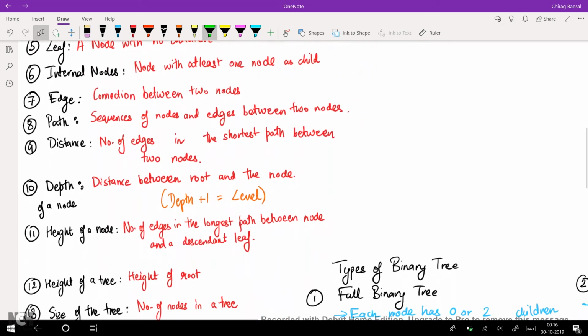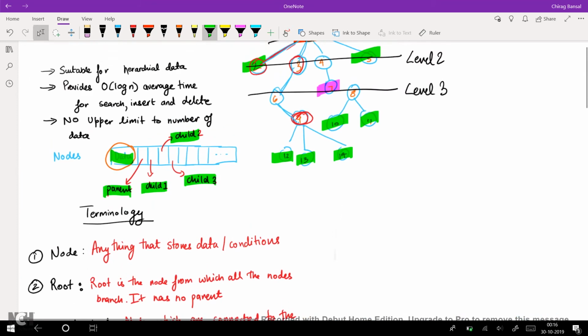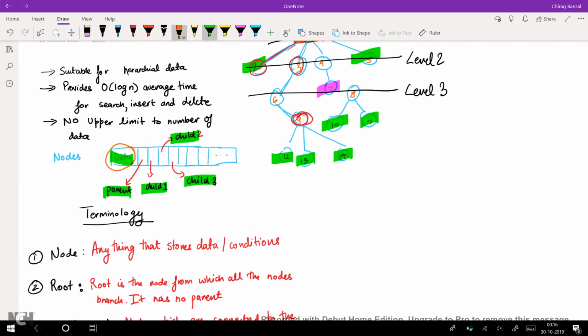Height of a node is said to be the number of edges in the longest path between the node and a descendant leaf. For example, if we have node 9, the height of node 9 is 1 as it is 1 away from the leaf.